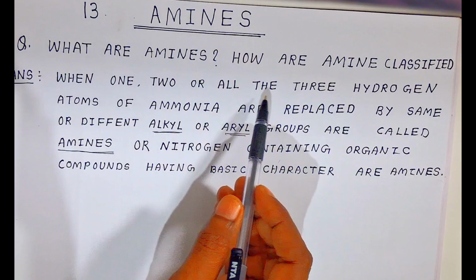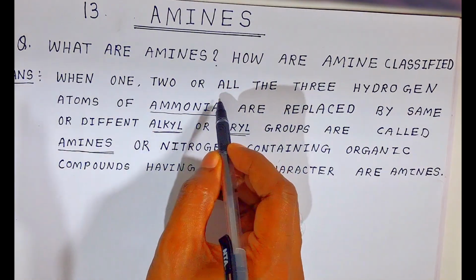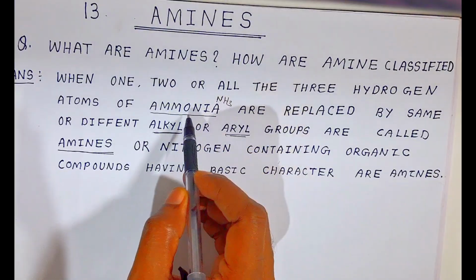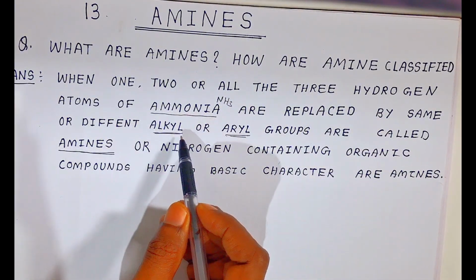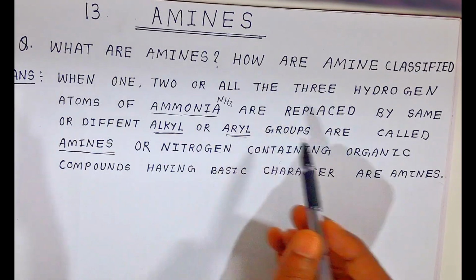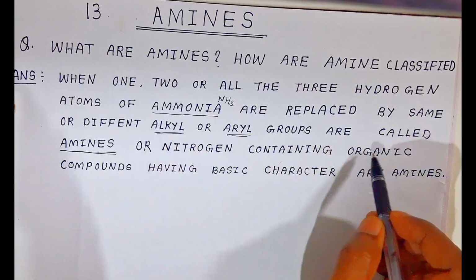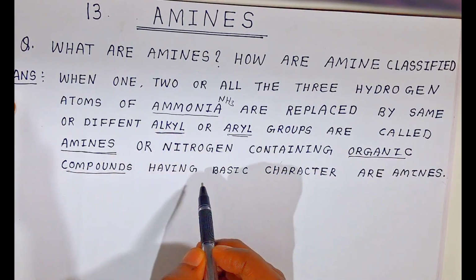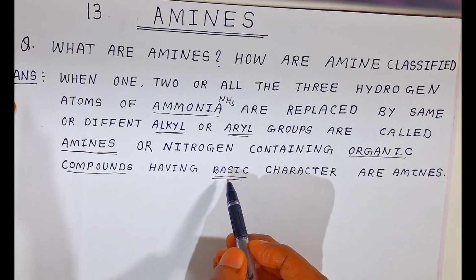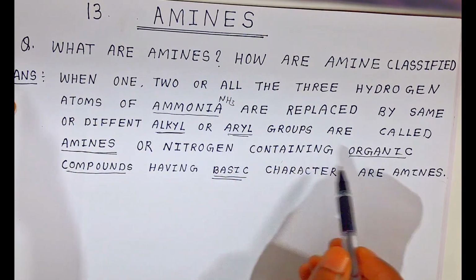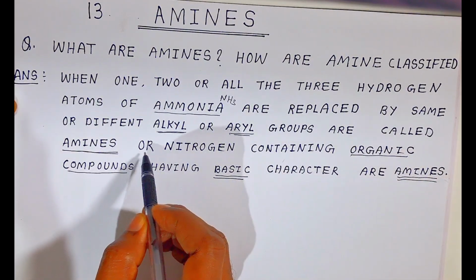When 1, 2 or 3 hydrogen atoms of ammonia, which you know has the formula NH3, are replaced by the same or different alkyl or aryl groups, they are called amines. Or you can say amines are nitrogen containing organic compounds, organic compounds which contain nitrogen and are basic in nature. That means red litmus paper will become blue. So nitrogen containing organic compounds having basic character are called amines. This is also a definition, so you can use either definition.